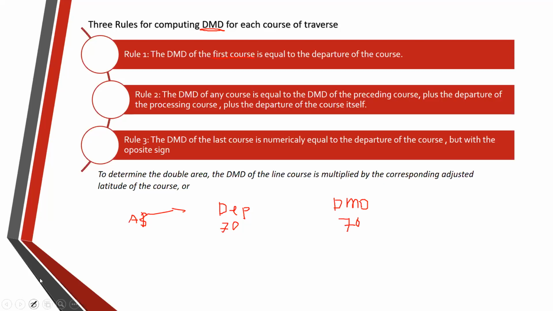Okay pa? Okay. Rule number 2. The DMD of any course is equal to the DMD of the preceding course plus the departure of the preceding course plus the departure of the course itself. So ibig sabihin nun, let's say mayroon tayong AB, yung BC daw, CD, and DE, let's say meron tayong 4 na courses, yung BC and CD and DE is bound to rule number 2. Applicable lang yung BC, CD, DE for rule number 2.